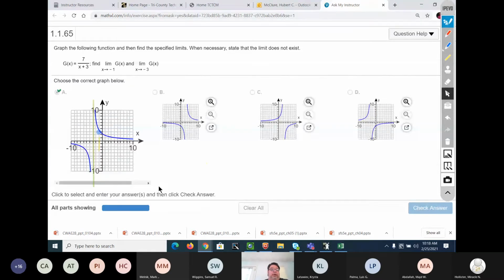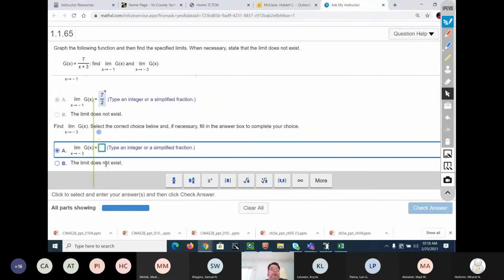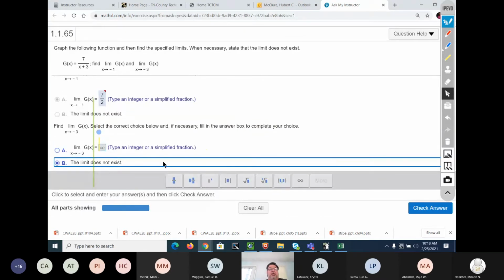And this would be infinity. So I'm going to put infinity. It's actually negative infinity to positive infinity, but I don't know if they want that or not. So let's type in negative infinity. They say no, does not exist, because negative infinity does not equal positive infinity. That's it.